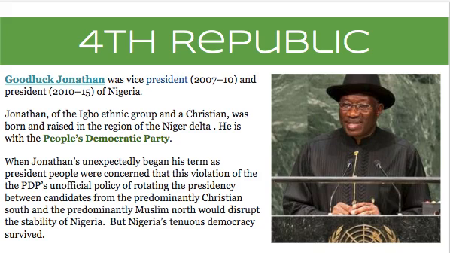He was with the People's Democratic Party. When Jonathan unexpectedly began his term as president, people were concerned that this was a violation of the PDP's unofficial policy of rotating who got to be the president between candidates from the predominantly Christian South and the predominantly Muslim North. And they were worried that this is going to lead to a civil war because this sort of unwritten rule was being violated when he became president, and then ran for presidency and then won. But Nigeria's tenuous democracy survived.